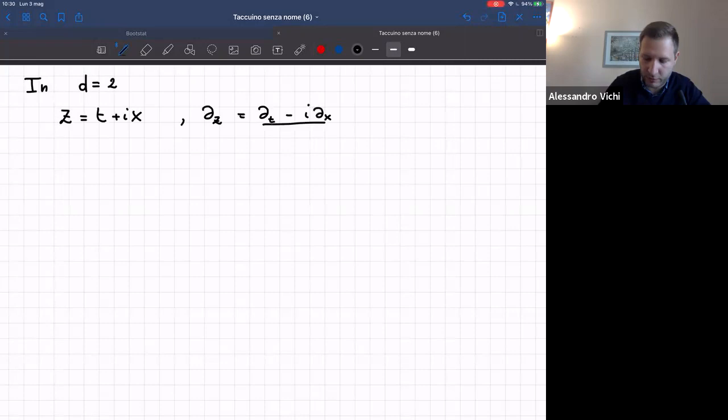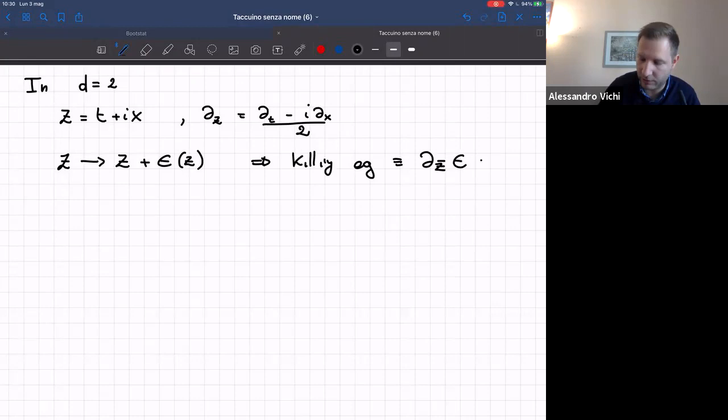And then this Killing equation just becomes equivalent to saying that if you send z to z plus epsilon(z), some function, then the Killing equation is equivalent to saying that ∂_z bar of epsilon is equal to zero, which means that any holomorphic function epsilon of z, so epsilon should be a function of z and not z bar, works, okay? Which means that any holomorphic transformation satisfies the Killing equation. And this is a huge set of transformations. Unfortunately, not all these transformations are invertible, and they are not all defined on the plane.